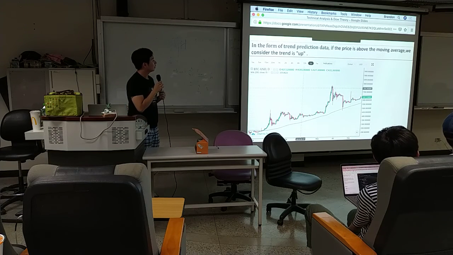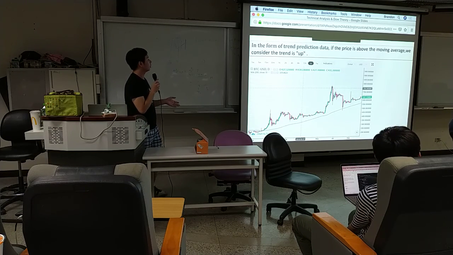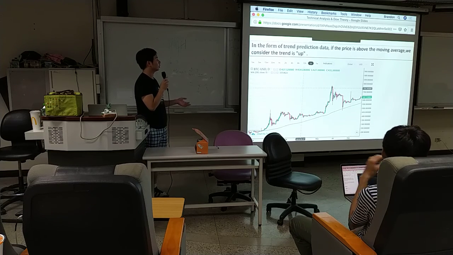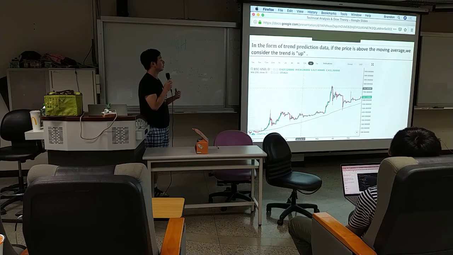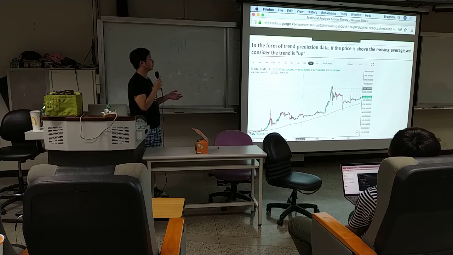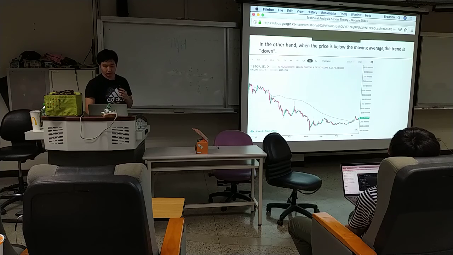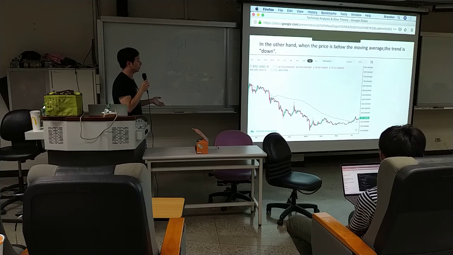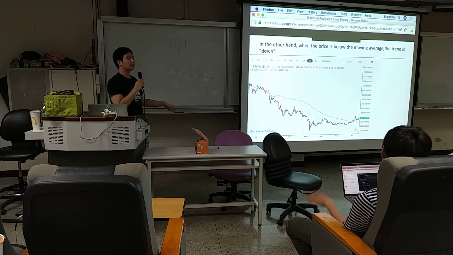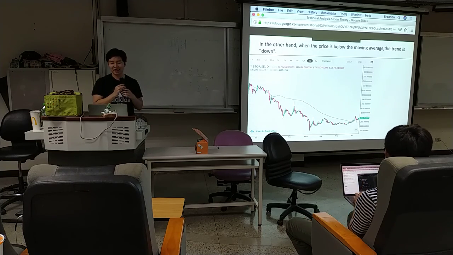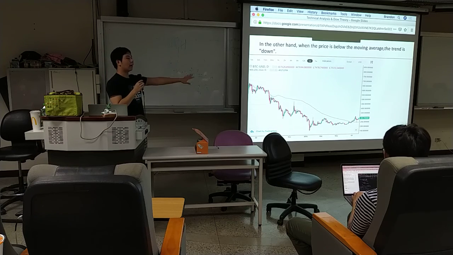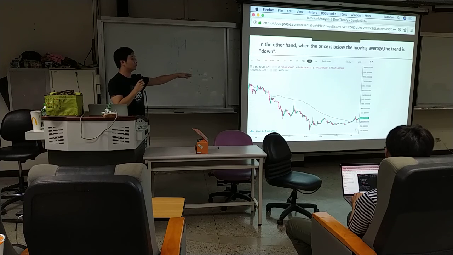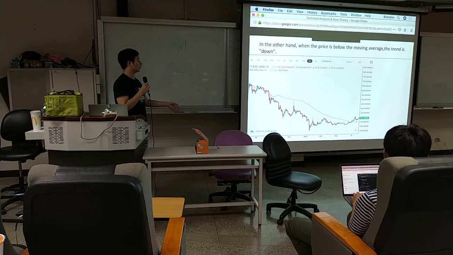Okay, so we're looking at the Bitcoin trend prediction data to see if the price is above the moving average. We consider the trend is up. On the other hand, when the price is below the moving average, the trend is going down. I mean, I don't have to say that because you can see it on the chart. But if we don't have a chart here and we use the numbers to calculate, this would be what the chart would appear to be looking like.